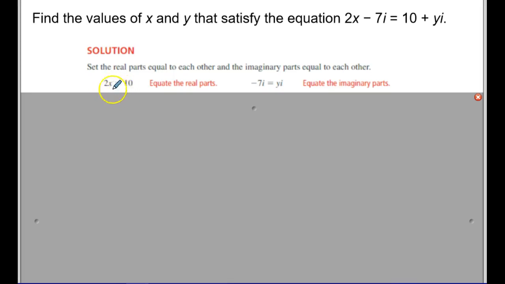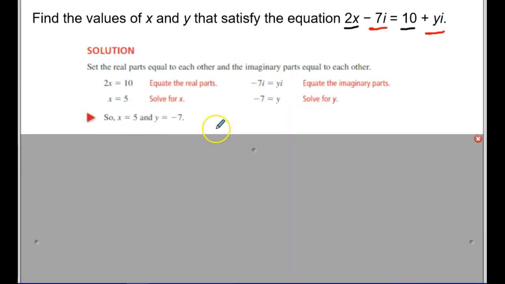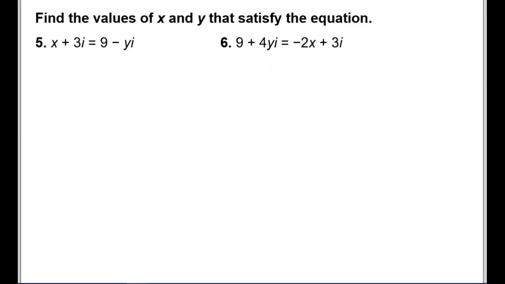So I set the real parts, right? My real parts are the part without the i. I set those equal together, and then I set my imaginary parts together. So here's my real parts, and I solve for that variable, and my imaginary parts, and I solve for the y. So x equals 5 and y is negative 7. It's really simple if you can just think of this as a real piece and the imaginary piece, and then set them where they need to go. So here are some for you to try, like we just did. Remember, I've got some real parts, and then I've got some imaginary parts.